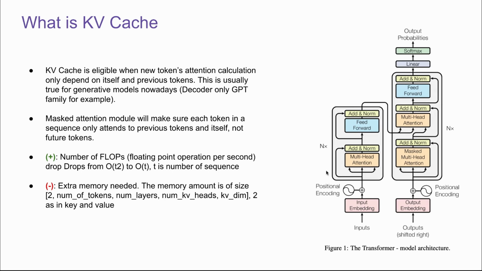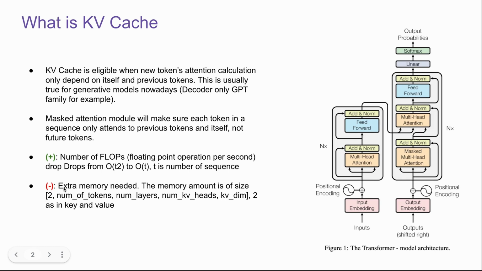FYI, the diagram I put here is for the transformer. It's encoder-decoder based, not decoder only. And the masked attention module here is what is critical for KV cache. It makes sure a token in a sequence only attends to previous tokens and itself, not future tokens. So what is the benefit of the KV cache? It drops the number of FLOPs, floating point operations, from O(T squared) to O(T), where T is the length of the sequence.